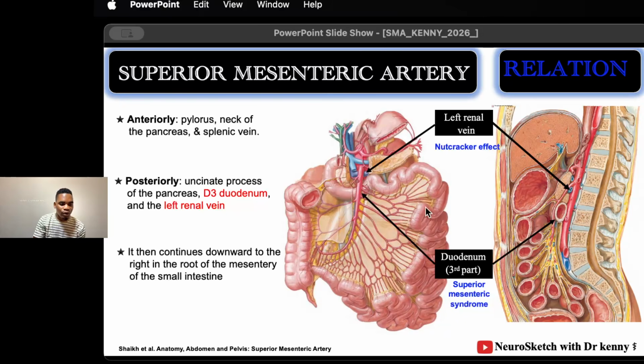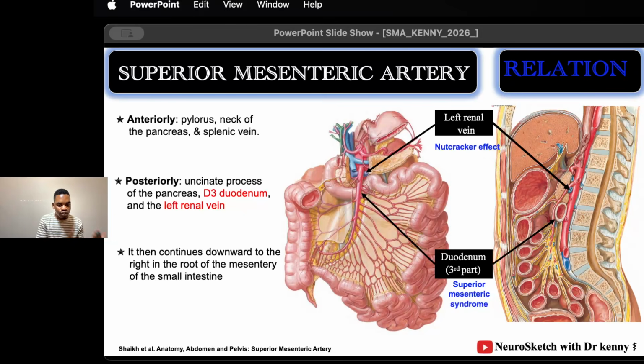What are the boundaries of the superior mesenteric artery? What is the relationship between the superior mesenteric artery and other structures? Anteriorly, the superior mesenteric artery is bordered by the pyloric part of the stomach. The stomach has been removed here, so you can't see it, but the pyloric part of the stomach is usually anterior to the superior mesenteric artery. Other structures anterior to it are the neck of the pancreas, as you can see here, and the splenic vein. These are the structures anterior to the superior mesenteric artery.